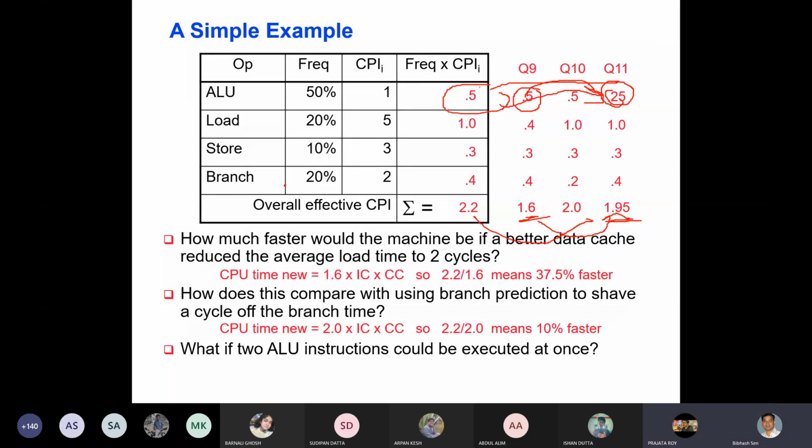Sir, because the CPI is low for ALU, so it doesn't have much of an effect on the rest of the operations, because the clock cycles per instruction are very few. Yes, target those instructions which have more cycles. Instructions that require more cycles to execute are the ones we have to reduce. That's the issue. Okay, thank you.